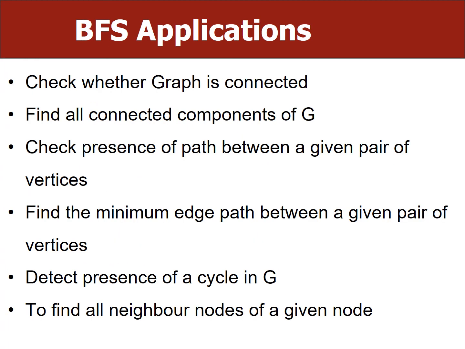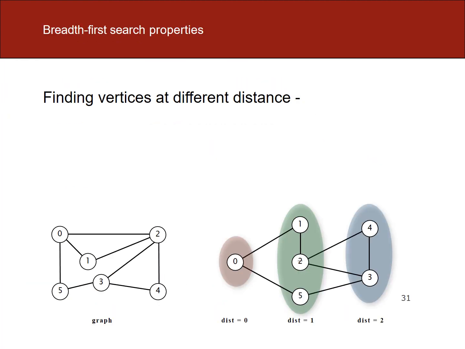Now listing the BFS applications: whether the graph is connected or not, find all the connected components, check the presence of a path, and then one salient feature, finding the minimum edge path between a given pair of vertices. This can be done only by BFS, not by DFS. Also, the most efficient way to find all the neighboring nodes is BFS, not DFS.